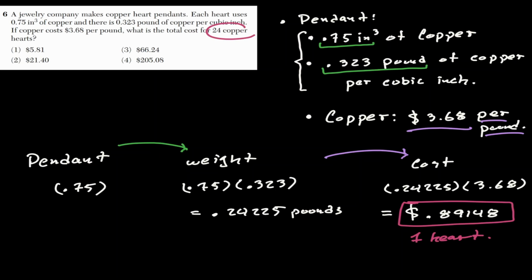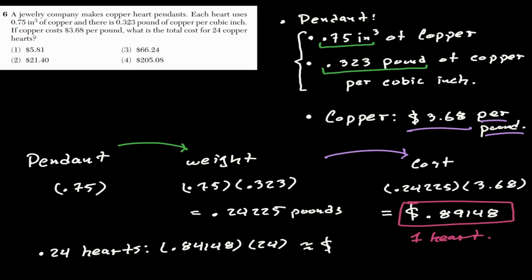The question calls for 24 of them. So let's take this cost and just multiply it times 24. And if we put this into our graphing calculator, this is going to be approximately 21.40, which is option number 2. Let's take a look at the next question.